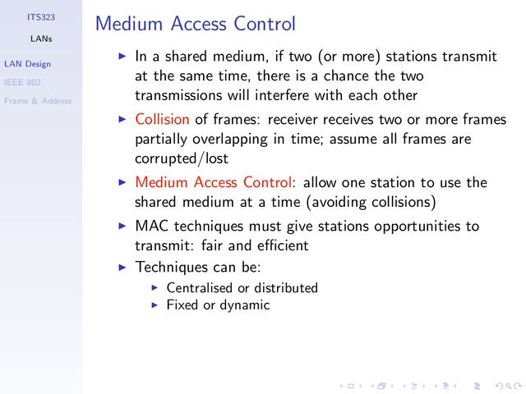We saw with our bus topology, if 2 stations transmit at the same time, those signals will interfere with each other and no station will receive data. That's a problem. So what we need is to make sure that only one station transmits at a time. And that's what medium access control does.